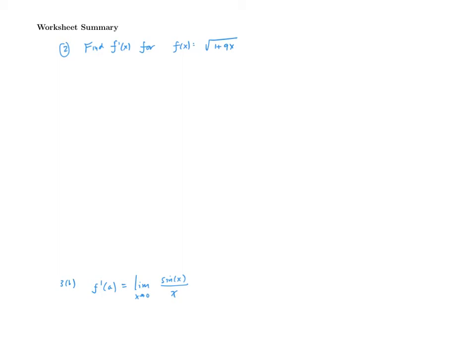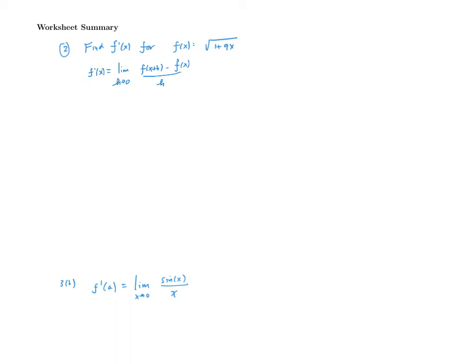So in problem 2, we're once again asked to find the derivative of a function. In this case, it's the square root of 1 plus 9x. So when we want to calculate the derivative, and at this point all we have at our disposal is the definition of the derivative, we go back to the limit of the difference quotient. So that would be the limit as h approaches 0 of f of x plus h minus f of x over h.